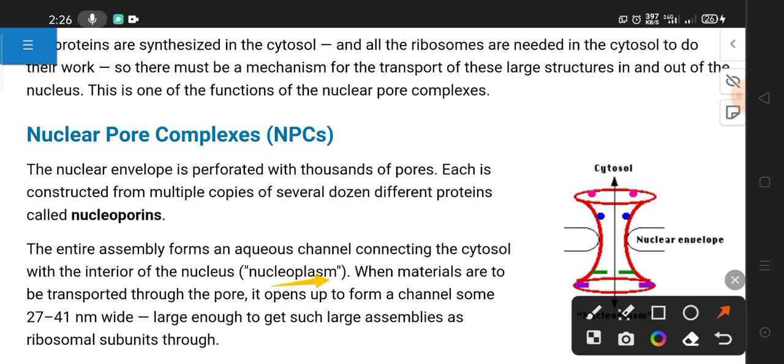When materials are to be transported through the pores, it opens up a channel some 27 to 41 nanometers wide, large enough to get such assemblies as a ribosomal subunit through.